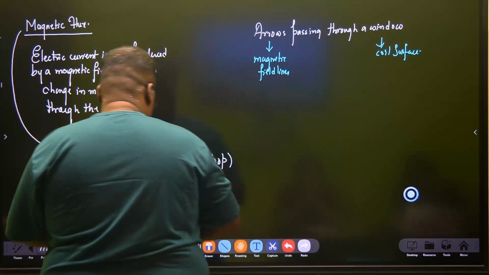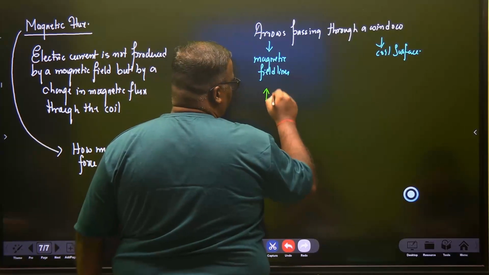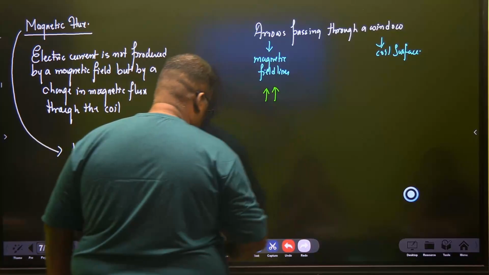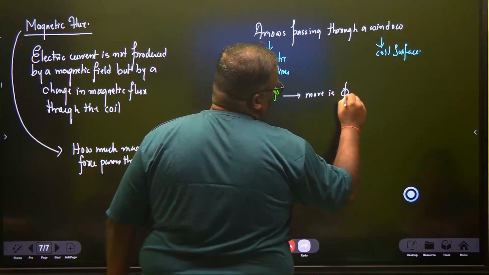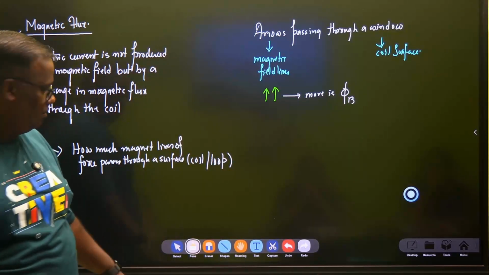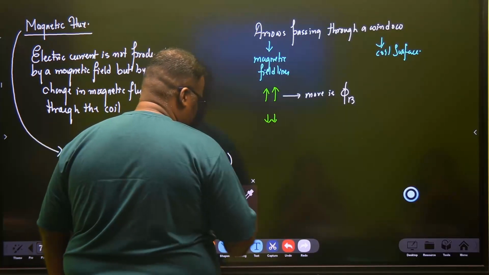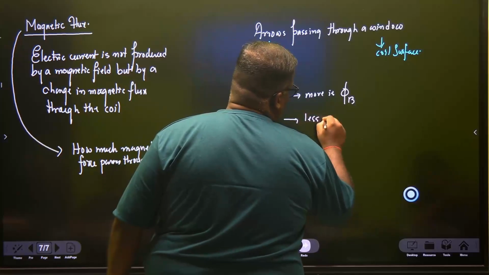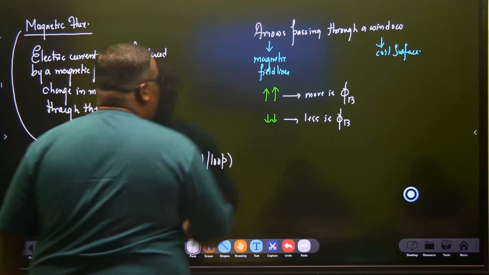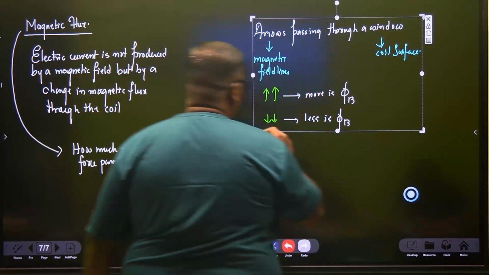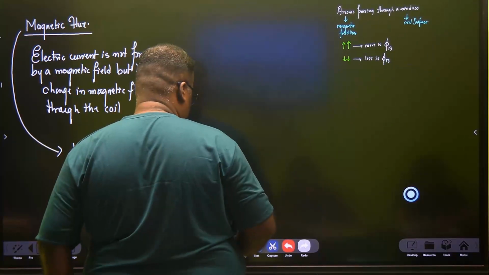Now you tell me like this. If more arrows pass, it clearly means that more is the flux. Clear? And in a similar way, if we find that a smaller number of arrows are passing, then it means less is the magnetic flux. Have you understood this? Right? And if this example confuses you, you can still have another example, and that example is more interesting.